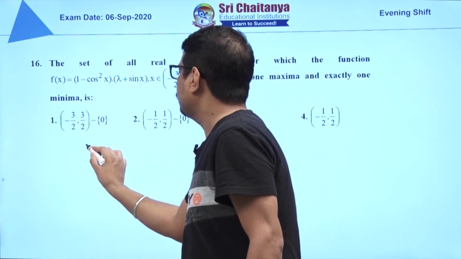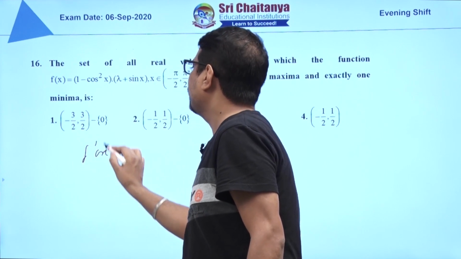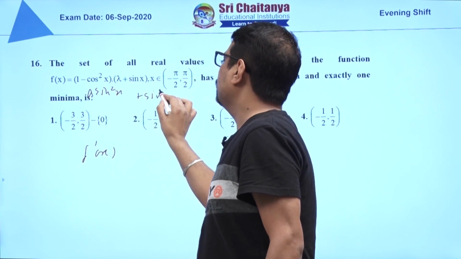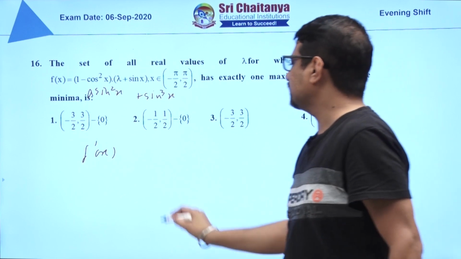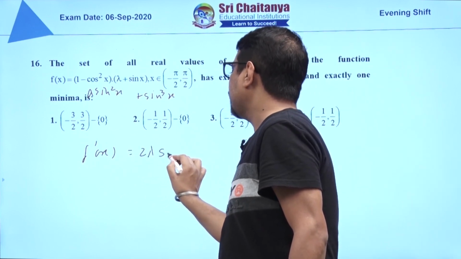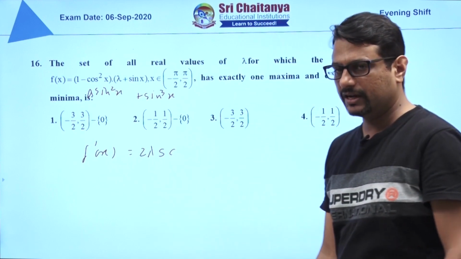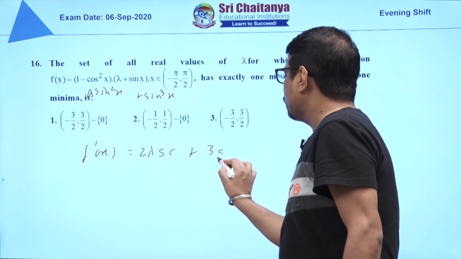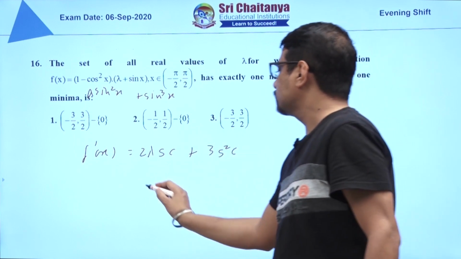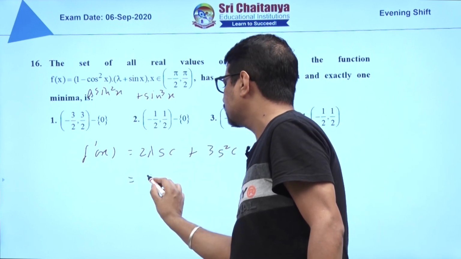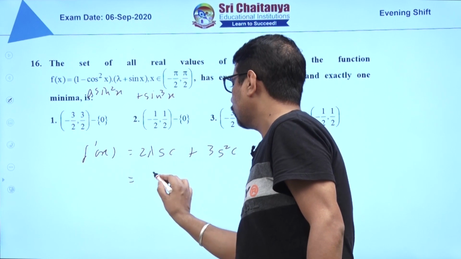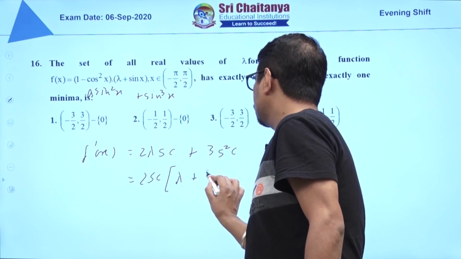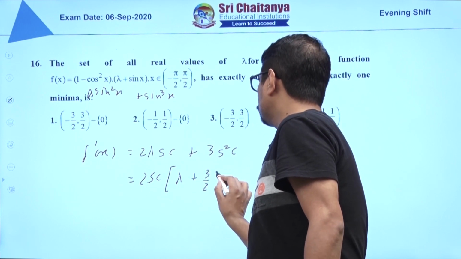So here what we can do, we can write f dash of x directly. Before writing f dash of x, you can write this as sine square x into lambda plus sine cube x. So f dash x will be 2 lambda sine x into cos x plus 3 sine square x cos x. Let us take sine x cos x common, multiplied by lambda plus 3 by 2 sine x.